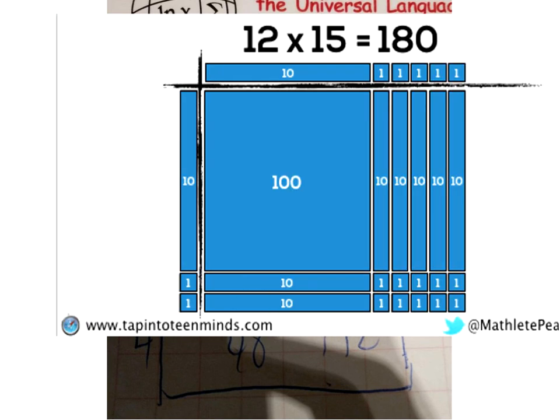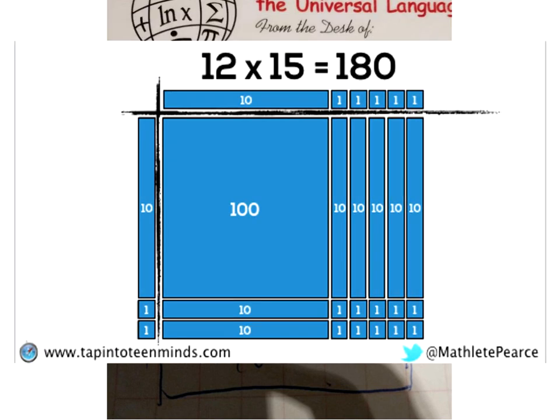So up on the screen here, we can see our 12 groups of 15, which is 180. And what I want you to start visualizing is some of the other things that we can do as we start moving towards this visual representation. Some students stay in the concrete for much longer than others, but over time we're hoping that they're going to be able to move towards more abstract thinking.